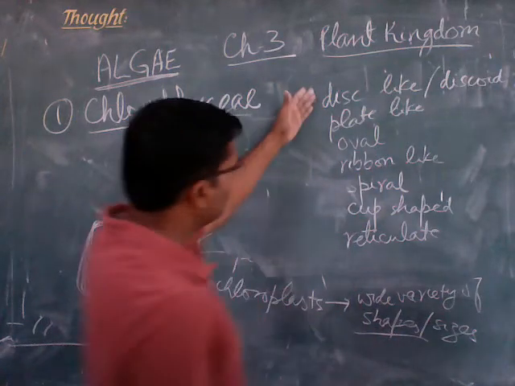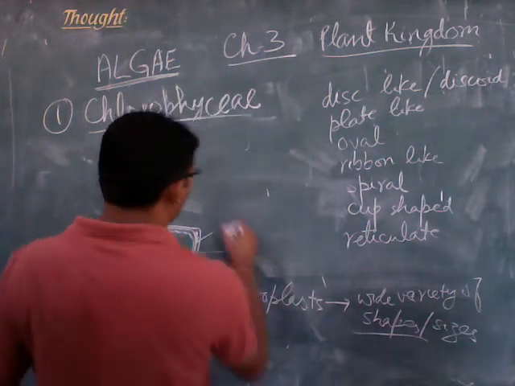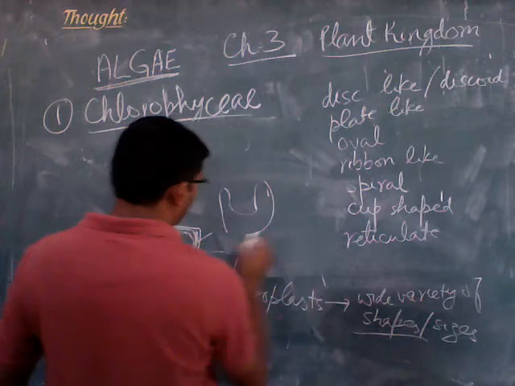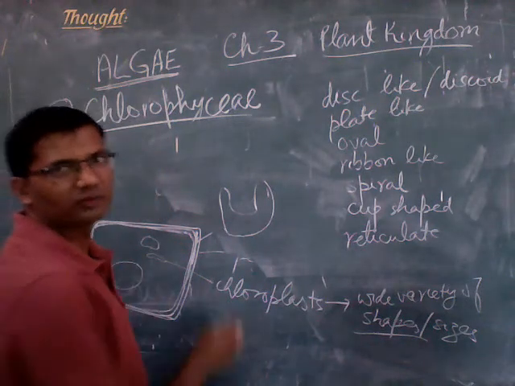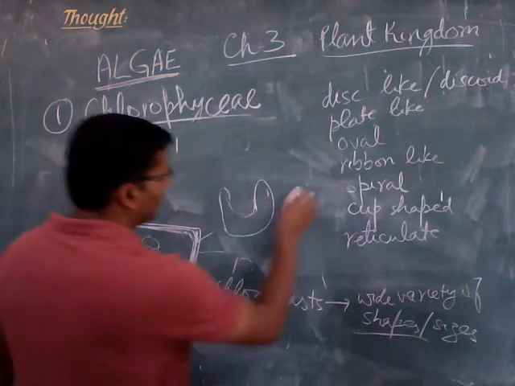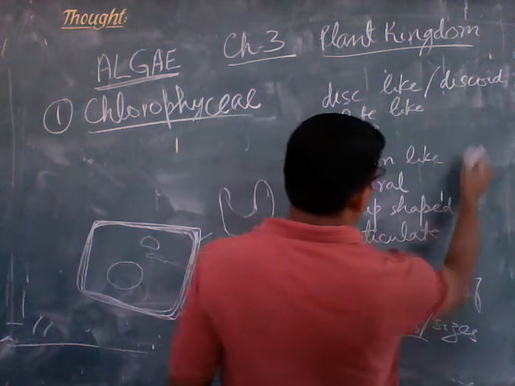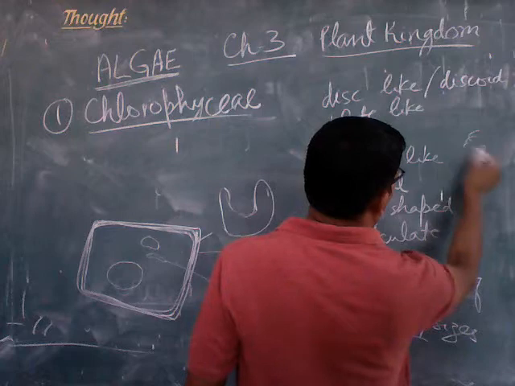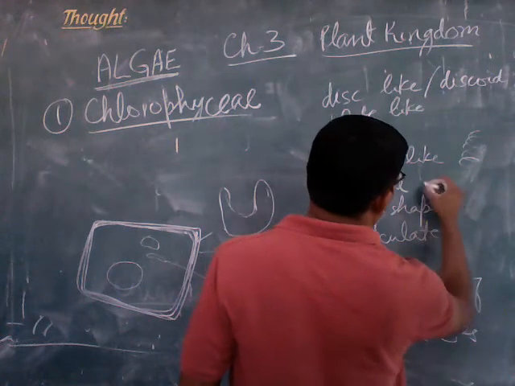So in this way there are so many shapes. The cup-shaped will be the type of chloroplast. This is how it will look. The ribbon-like one will look like a ribbon, okay, like this. The spiral will look like this.